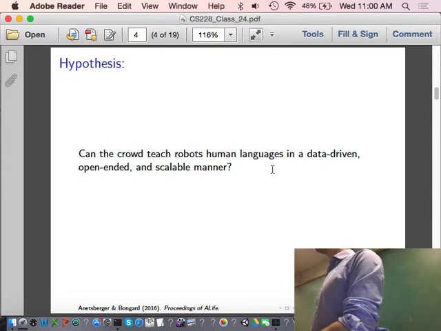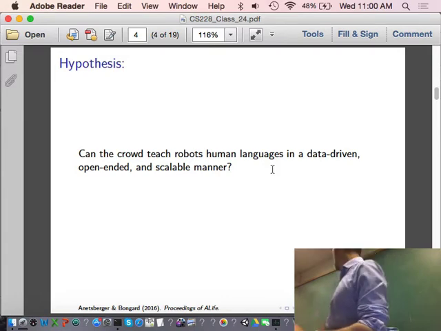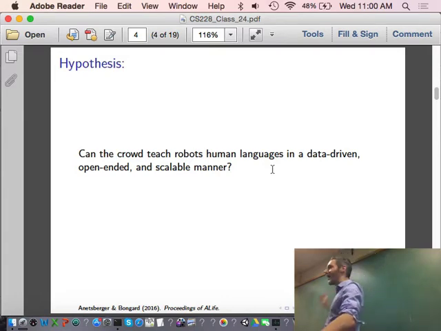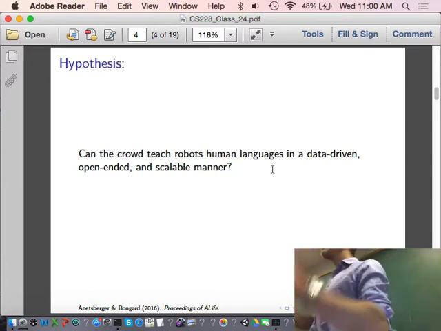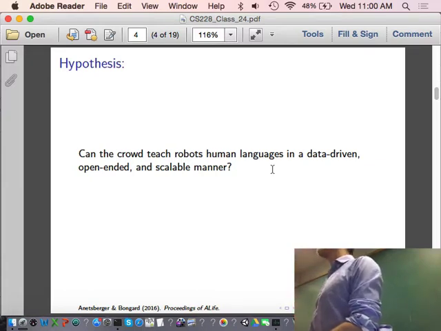We're going to do this in an open-ended manner, which you're going to see in a moment. Open-ended in the sense that we're going to connect the crowd with the robots, and the crowd can try and teach the robots any language they want. There aren't specific symbols that we are restricting the crowd to.